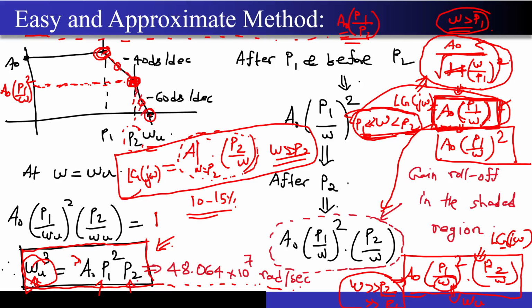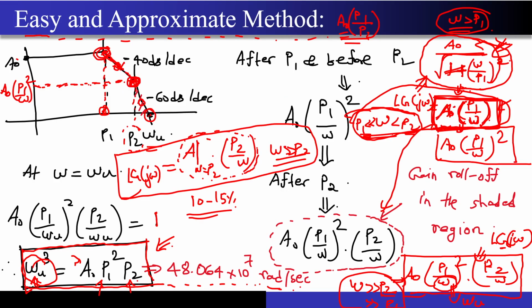Okay, no problem. Did you get this expression, A naught into P1 by omega? So where did this come from? You can easily write this without doing all this analysis, without the square root and all, by looking at only A naught and P1. A naught is nothing but whatever gain I have at pole frequency P1. Now, when I multiply this by P1 by omega, why P1 by omega? Remember, my gain has to roll off as I increase in frequency. That's why omega is in the denominator and not in the numerator. Does that make sense?